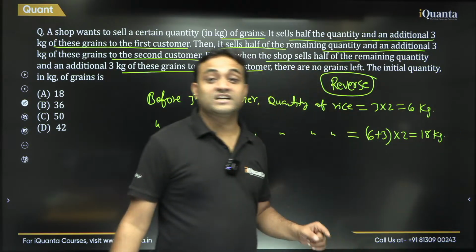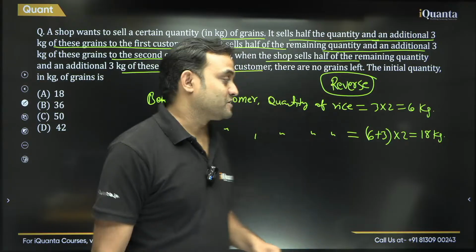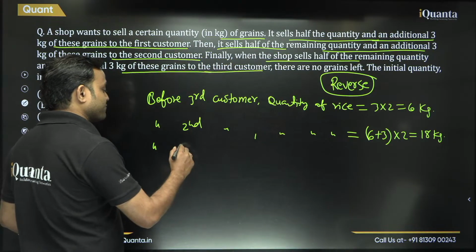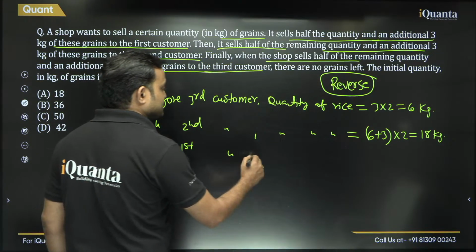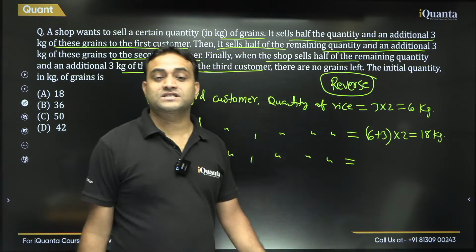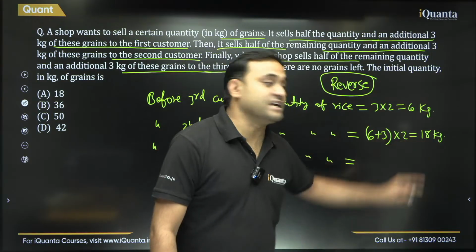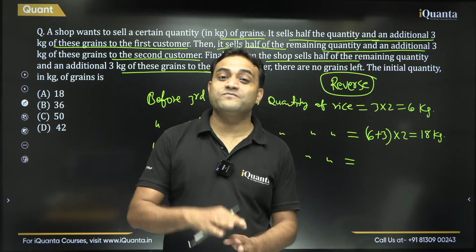This is the quantity of rice he had before giving it to the second customer. Then we can say, before giving to the first customer, the quantity of rice was x. He gave the first customer half plus 3. After that, he was left with 18. This 18 is half minus 3.